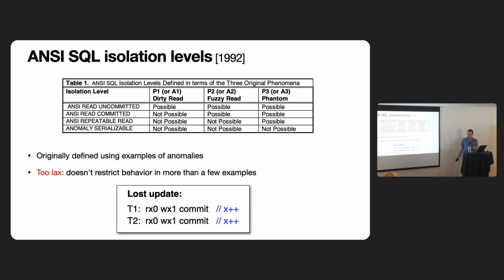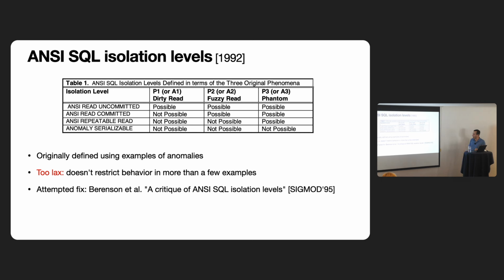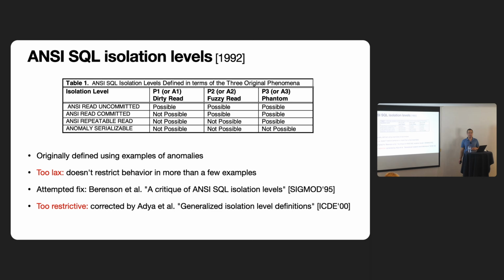Right, and so later, like 3 years later in 1995, again, a bunch of famous people wrote a paper, a critique of ANSI SQL isolation levels, where they tried to fix it. They also got it wrong because their definitions were too restrictive. They were very much in the mindset of log-based implementations. And so they essentially talked in terms of logs, and there are many different implementations that sometimes don't use logs.